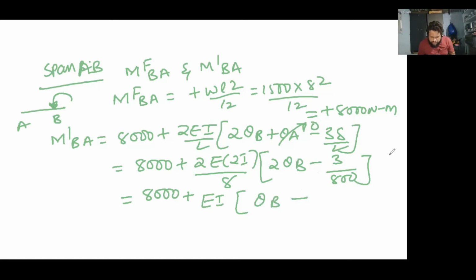So again this will become how much? 3 by 1600. Okay, so what I will do is I will take EI by 2 common here. So for consistency I am just taking EI by 2 common, and this will become 3 by 800. Okay, so this is your equation number 2. So our span AB is completed. Next we will go for span BC.